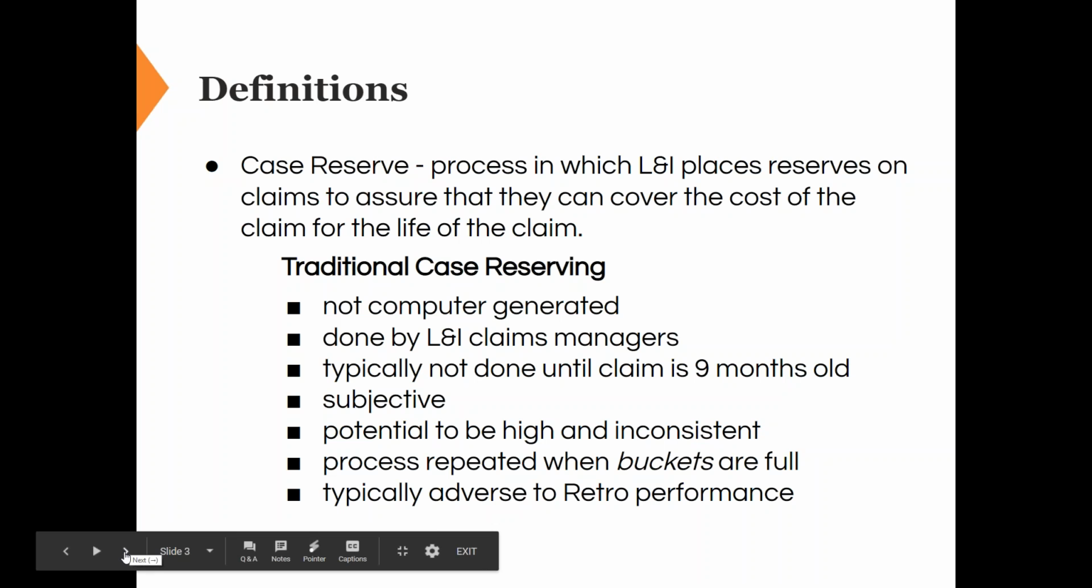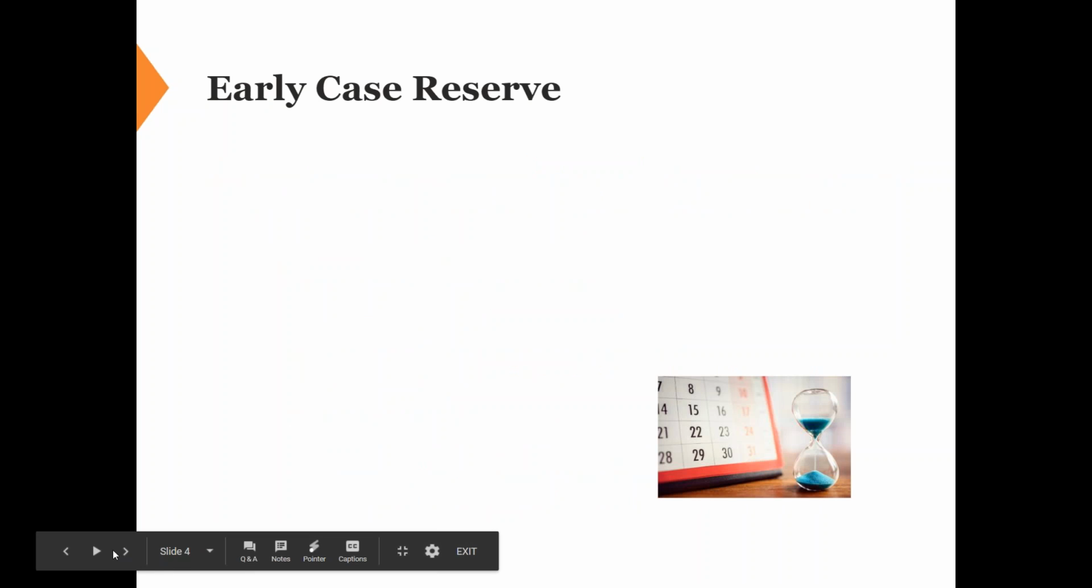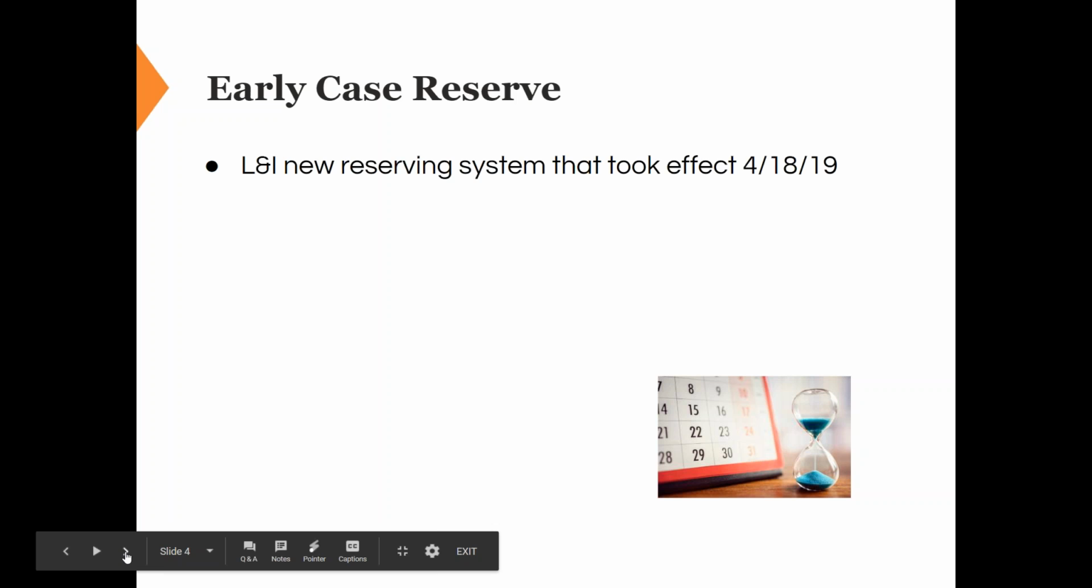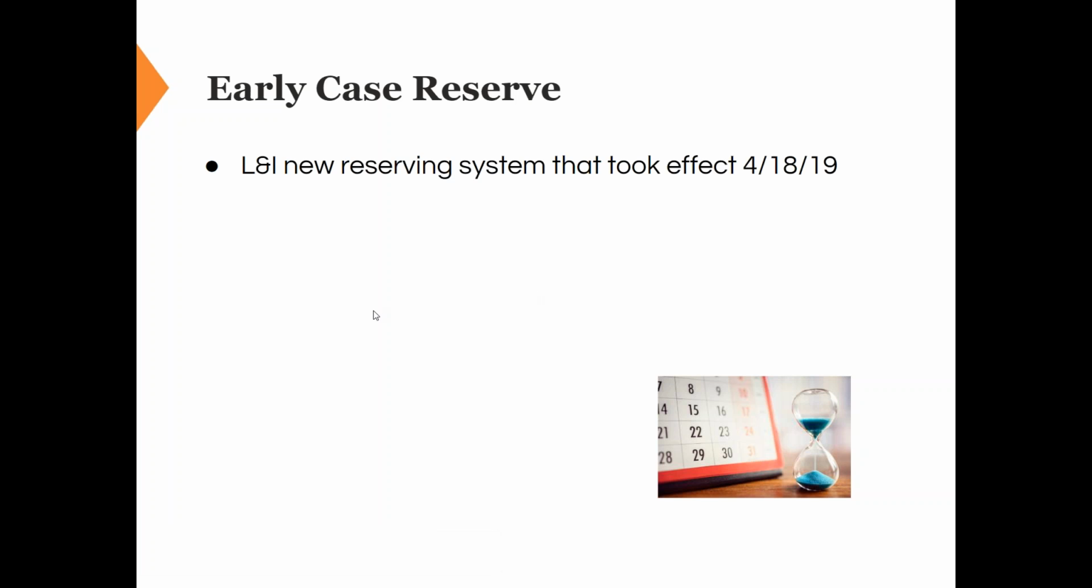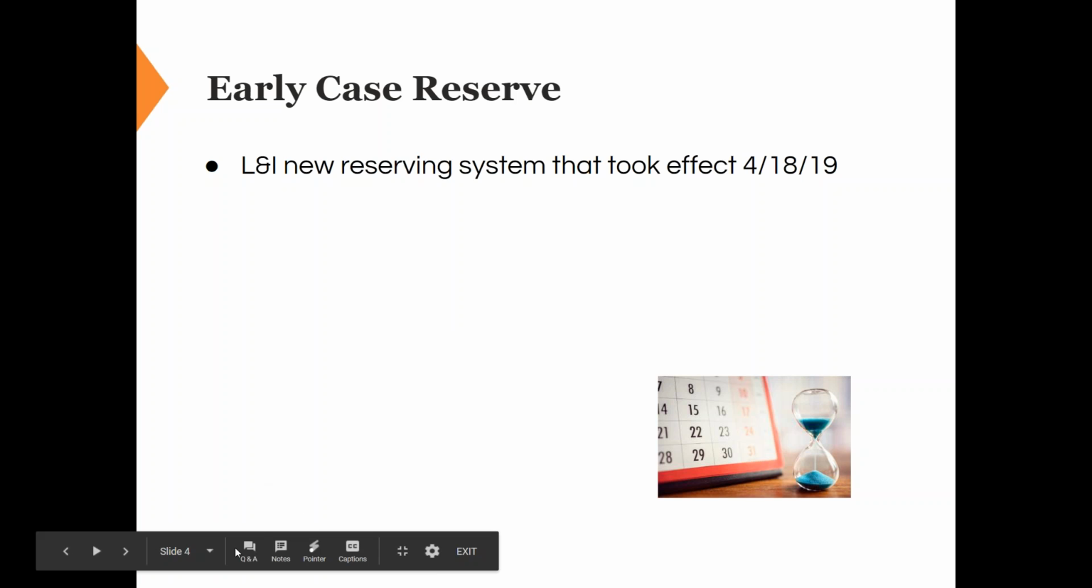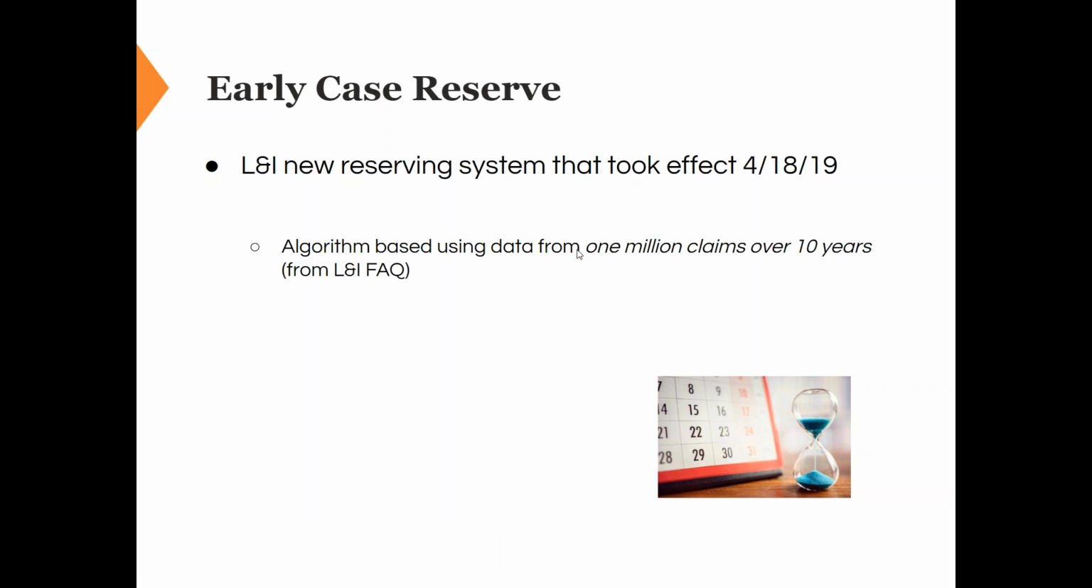It's part of the business, but we are very cognizant of what reserves are on the claims. Early case reserve is referred to as ECR, and that's how you'll hear it discussed with either the department or our CareWorks team. This took effect on 4/18/19. An interesting note about that is we were notified officially on 4/15/19, so we had 3 days before the department implemented the system. It's an algorithm-based system using data from 1 million claims over 10 years, according to the department's FAQ.